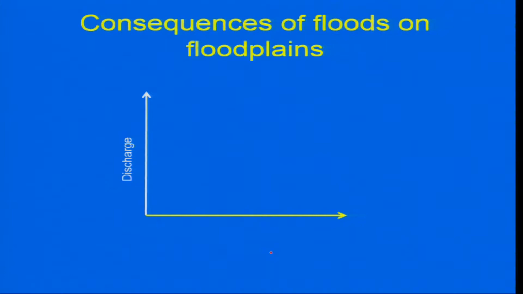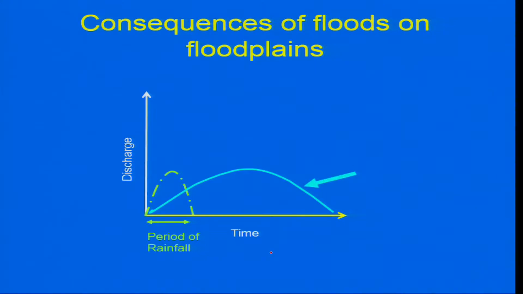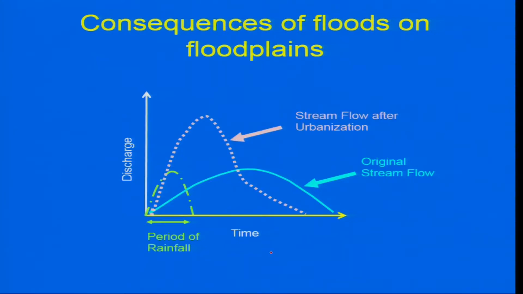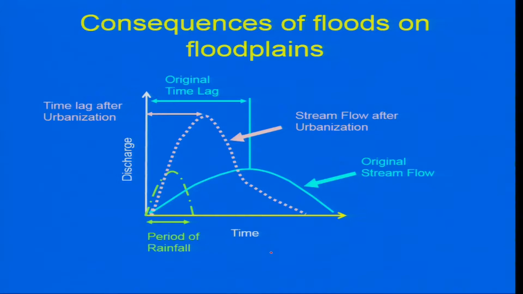Now, this is the hydrograph which shows what happens if you keep on having construction close to the river banks. Here you have the period of rainfall, and this is the original hydrograph of the stream flow. But after the construction, you have very fast stream flow, because of the urbanization. This is the original time lag between the two, and this is the time lag after the urbanization.